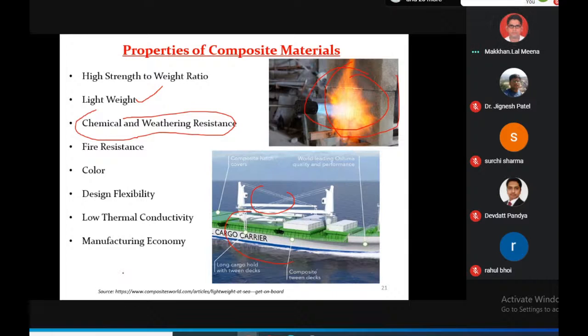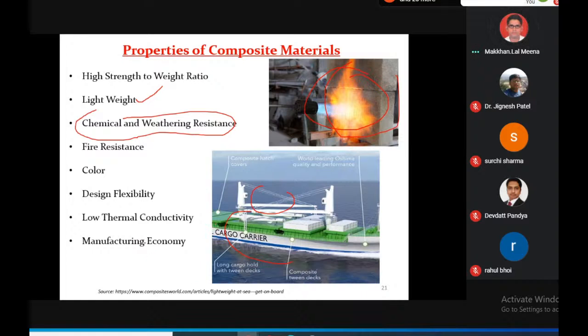Now color, whatever color you require. Flexibility is also another property of composites. Design flexibility is very important for this. And now low thermal conductivity. Fiberglass has been involved in the development and production of specialized meat containers which maintain prime cuts of chilled meat at the correct temperature for export markets.